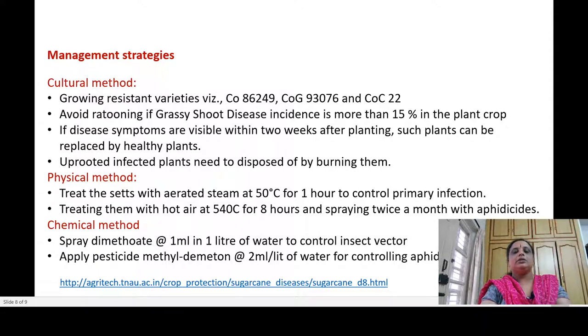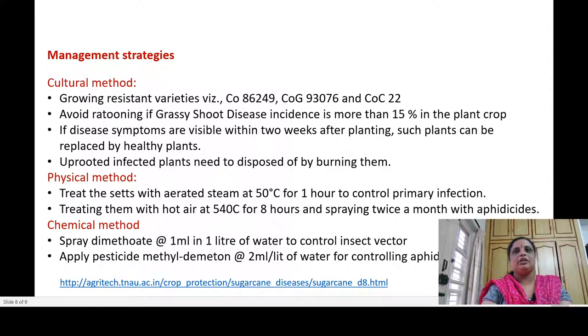Destroy the infected plants, burn them into ashes, and treat the sets at higher temperature. For sugarcane we do not use seeds; it is through vegetative propagation. Those are called sets. Such sets, before sowing or before the process of planting, should be treated in steam at 50 degrees Celsius for 1 hour to control any such primary infection.